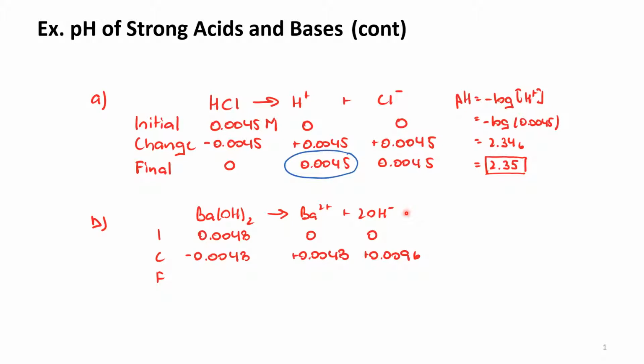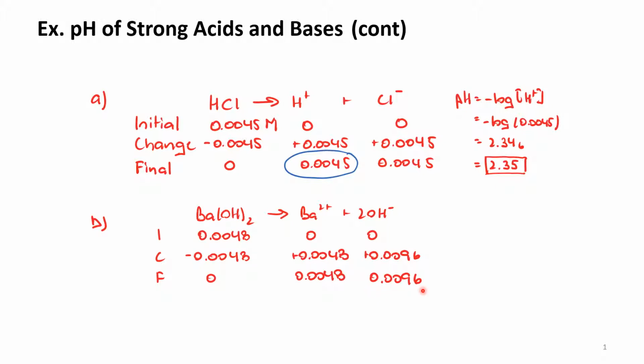For hydroxide, things are a little bit different because here the stoichiometry is 1 to 2. And so for every mole of barium hydroxide that we lose, we gain 2 moles of hydroxide. And because this is negative 0.0048 molar, then this has to be plus 2 times 0.0048 or 0.0096 molar. Final concentrations, we simply add up the columns again. For barium hydroxide, it's 0 as expected because all of the barium hydroxide is consumed in the reaction. For Ba2 plus, the final concentration is plus 0.0048, and for hydroxide, the final concentration is plus 0.0096.